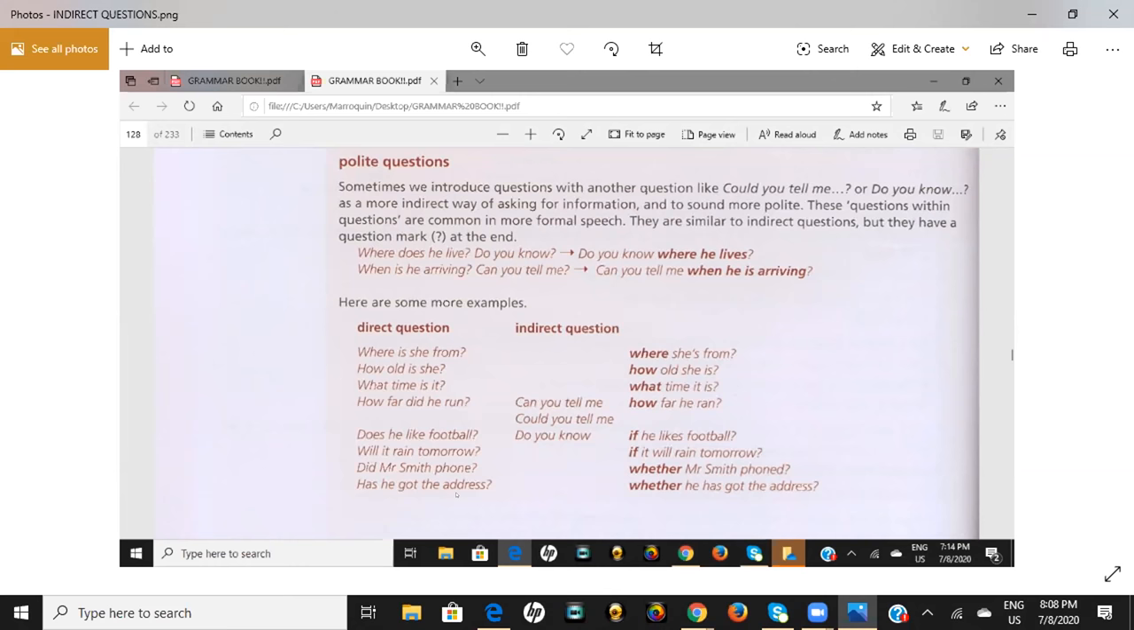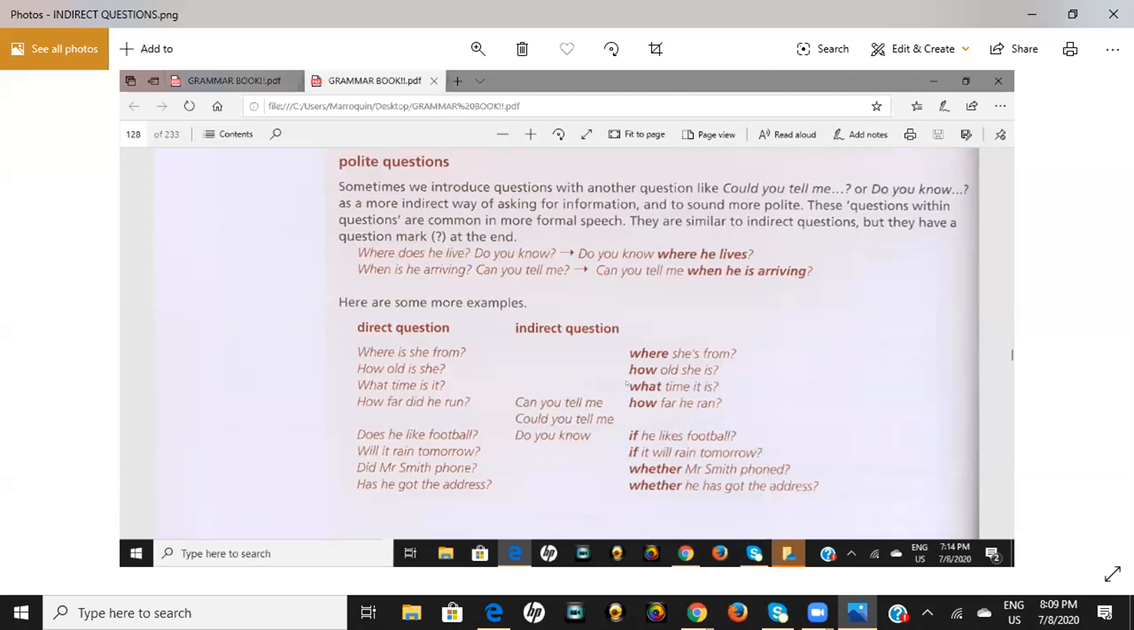Thank you. So as you can see, the first four questions that Zaira read and the last four that Edward read, those are direct. If you want to transfer direct questions into indirect, you need to include what we have in the middle. Can you tell me? Could you tell me? Do you know? When you're saying that, it automatically makes it into a question.